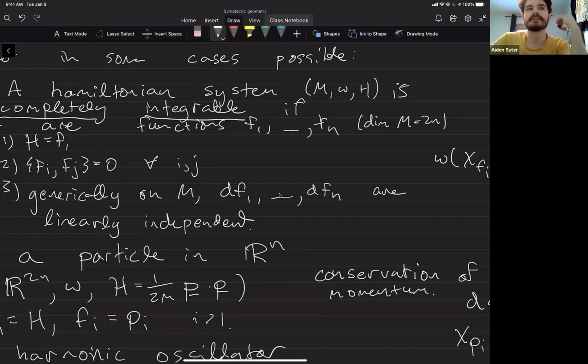Gotcha. And is the third condition, the constant co-rank on the m equals 2n minus k thing, the reason why when k equals n, it gives us our definition for completely integrable?